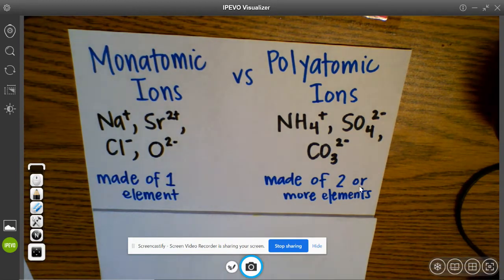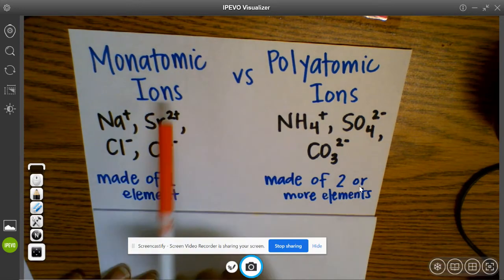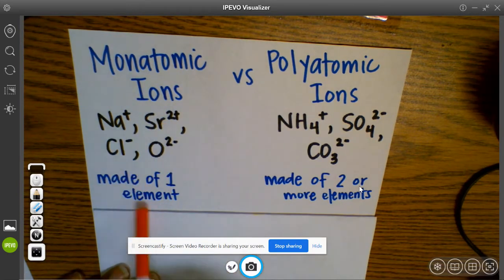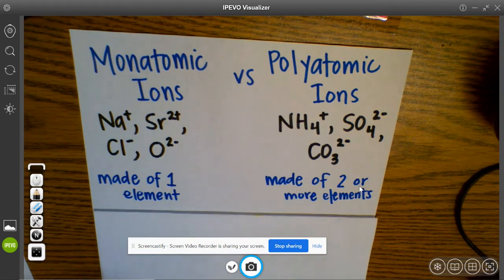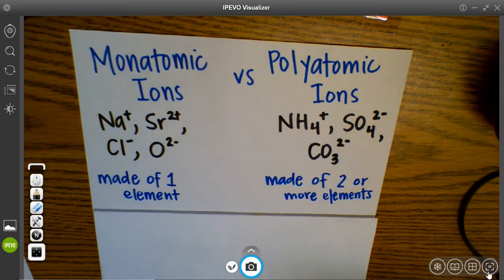As you can see on the screen, monatomic ions are made of one element. You'll have sodium, strontium, chloride, and oxide here. So it's all just one element that has either lost or gained electrons. Polyatomic ions, on the other hand, are made up of multiple elements, two or more elements.